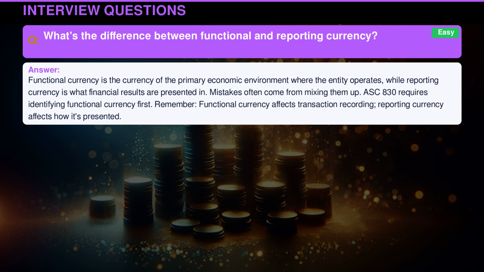Functional currency is the currency of the primary economic environment where the entity operates, while reporting currency is what financial results are presented in. Mistakes often come from mixing them up. ASC 830 requires identifying functional currency first. Remember, functional currency affects transaction recording, reporting currency affects how it's presented.